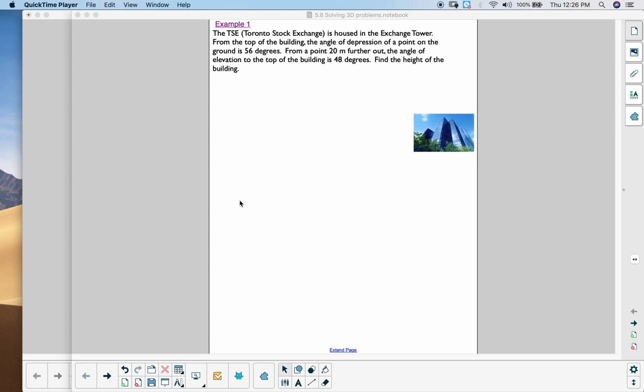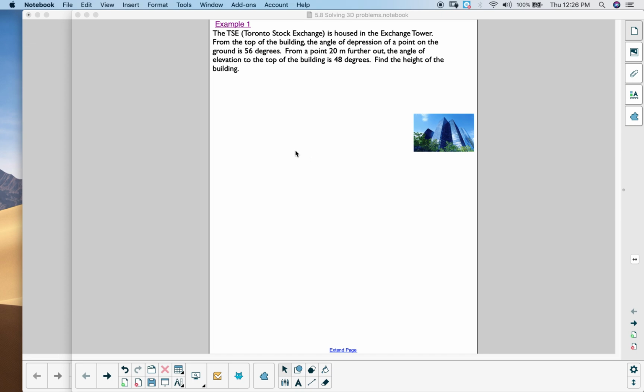In lesson 5.8, we are going to do some word problems. The first example is: the Toronto Stock Exchange is housed in the Exchange Tower. From the top of the building, the angle of depression of a point on the ground is 56 degrees. From a point 20 meters further out, the angle of elevation to the top of the building is 48 degrees. Find the height of the building.